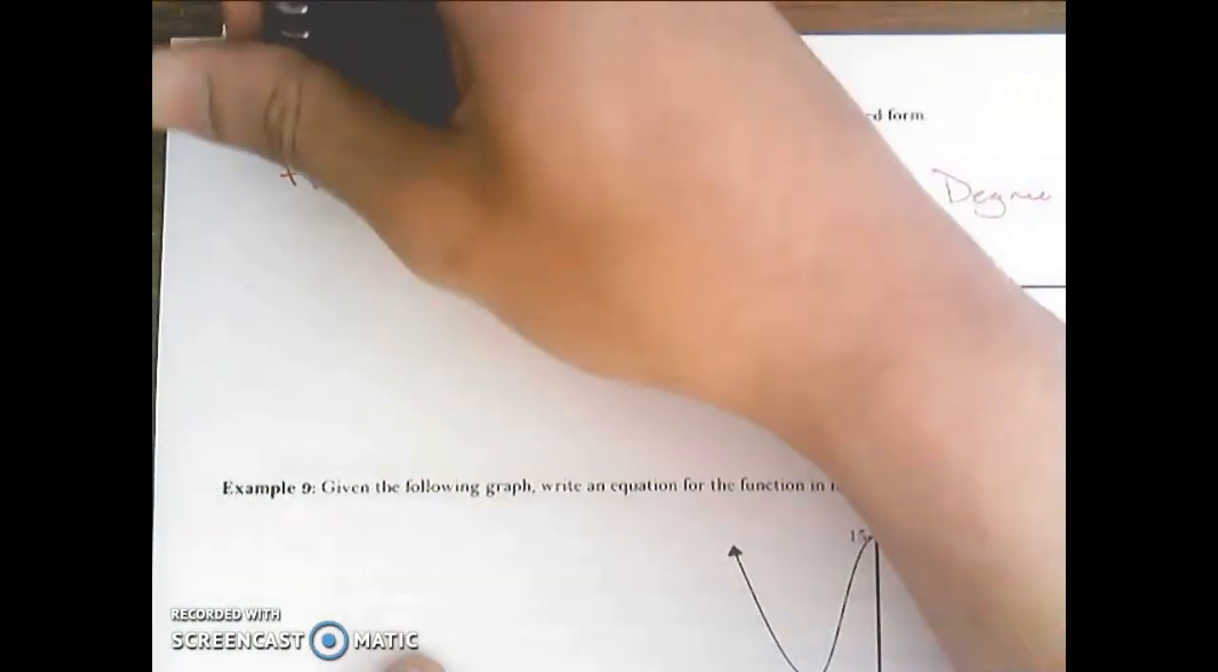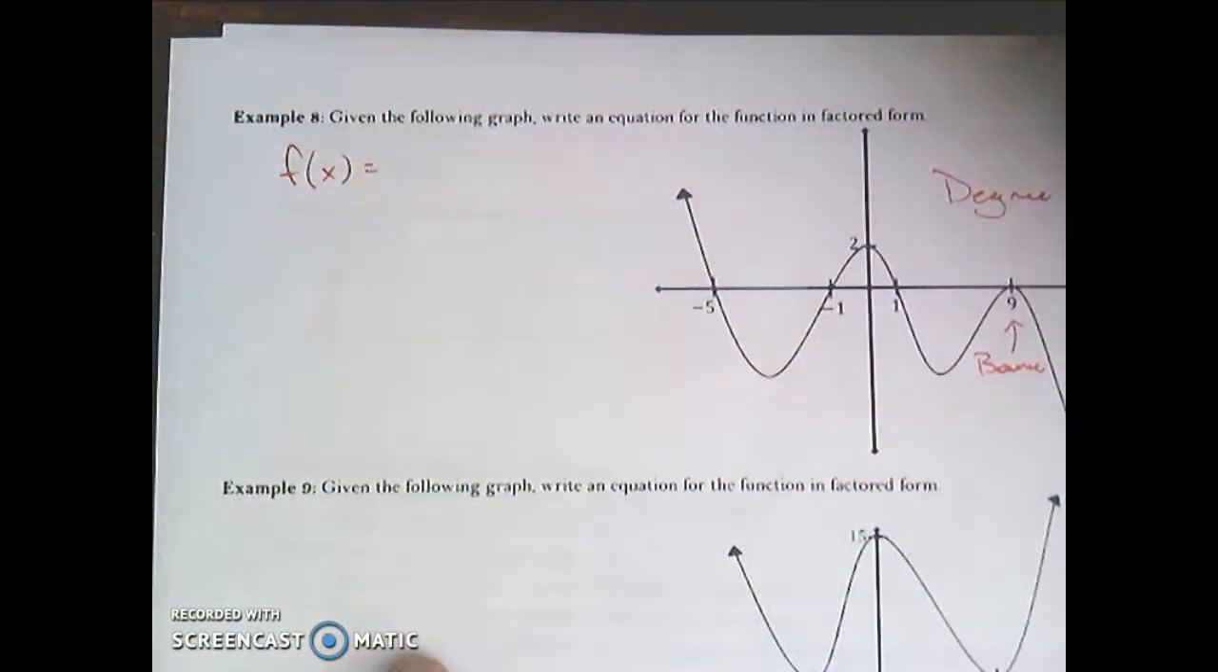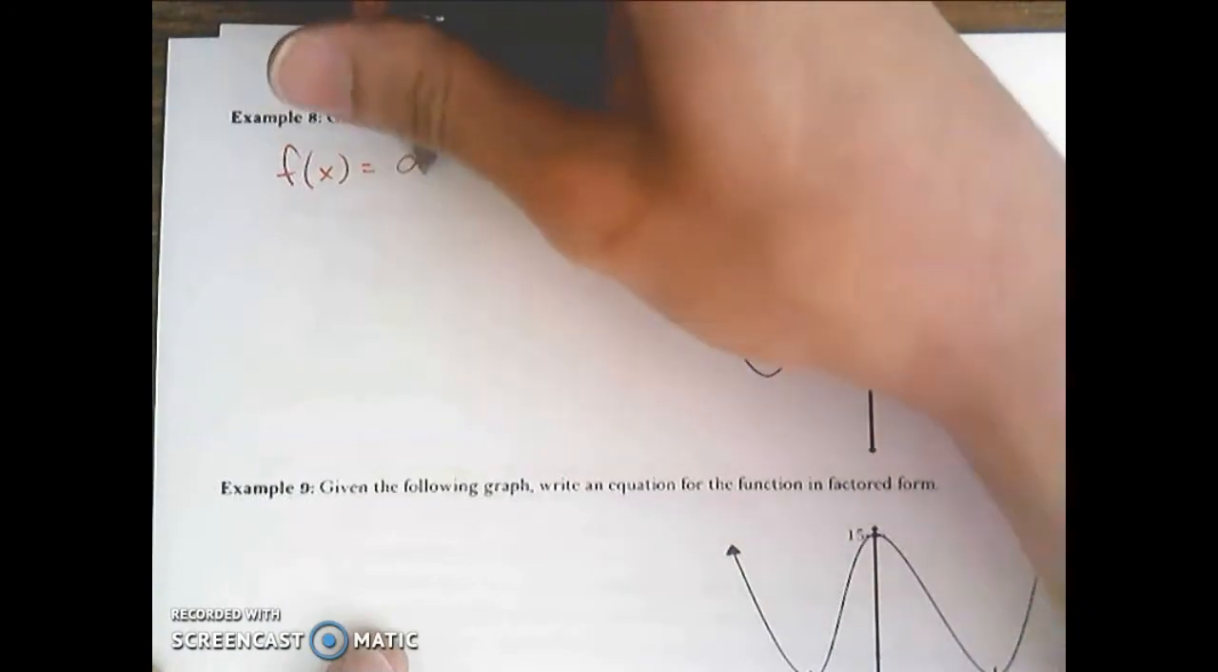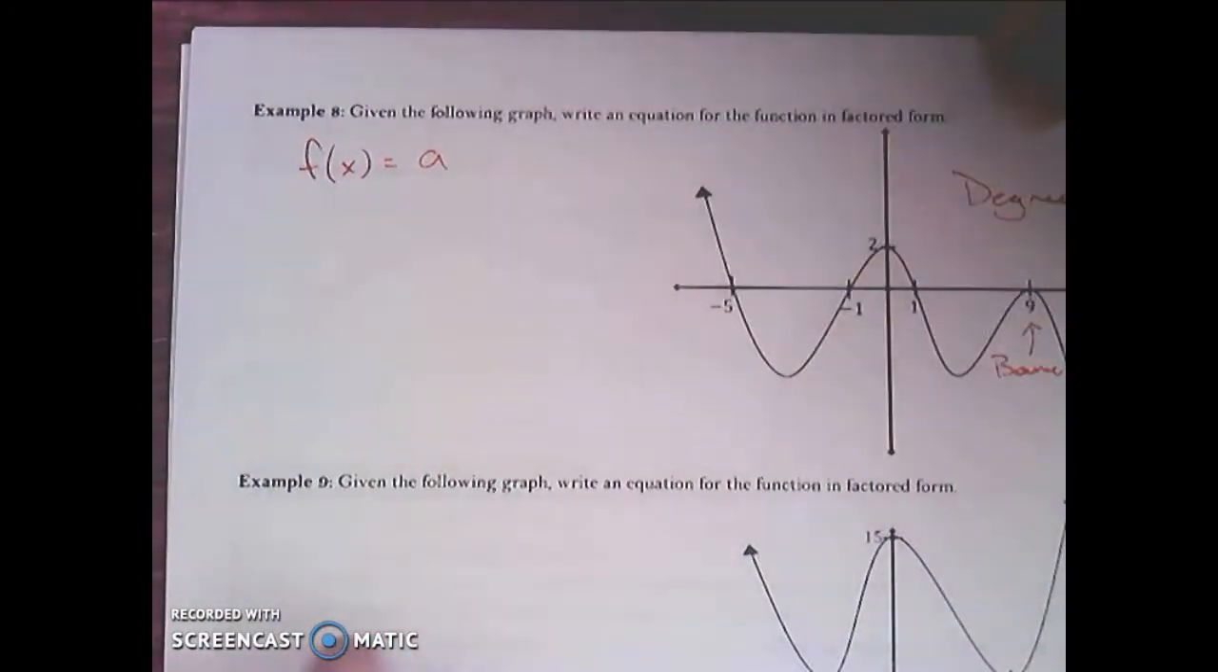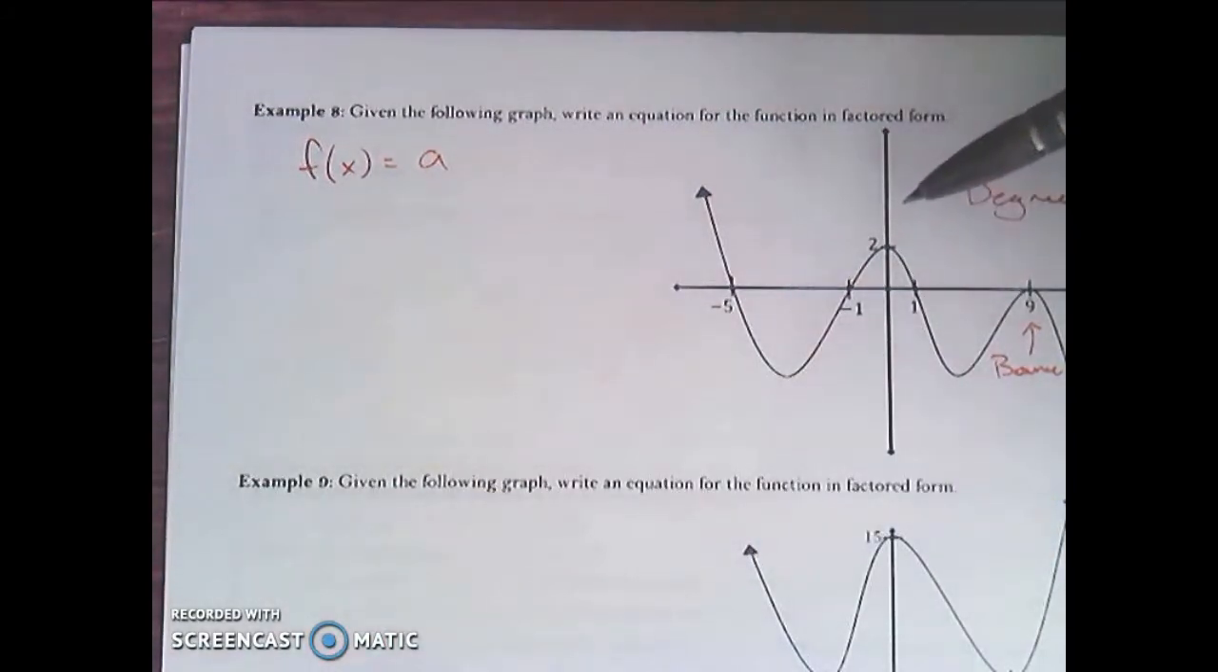So we can start writing the equation. f of x equals our leading coefficient. We don't know what it is, so we're going to say that's a. Because we can always take this graph and stretch it vertically. But we're going to find our leading coefficient using our y-intercept. So using our zeros now, we can write its factorization. So x plus 5.